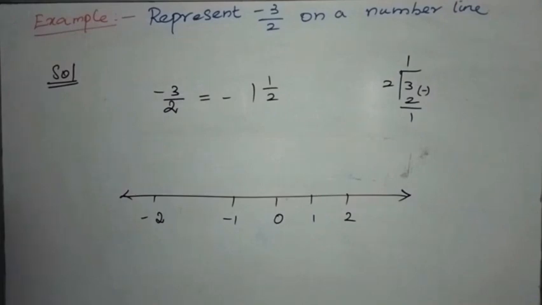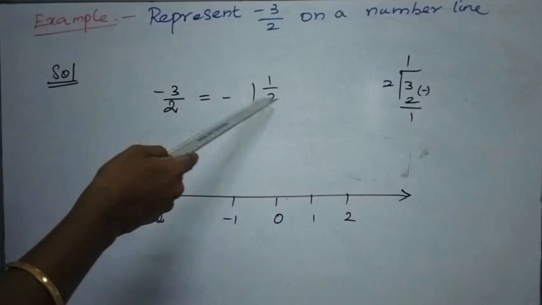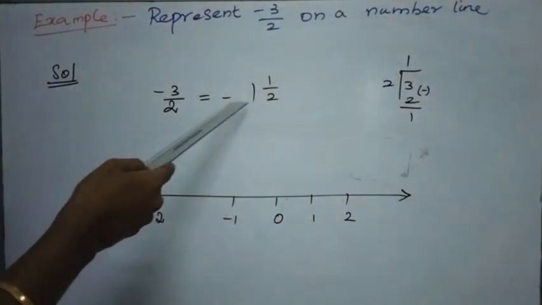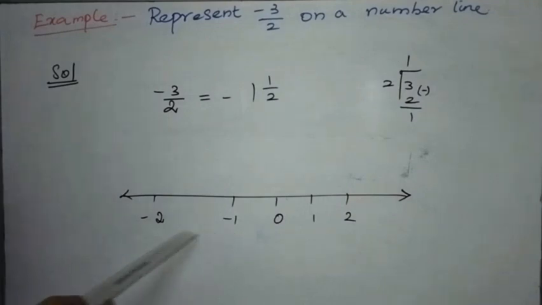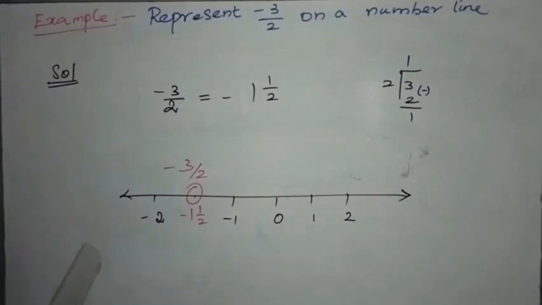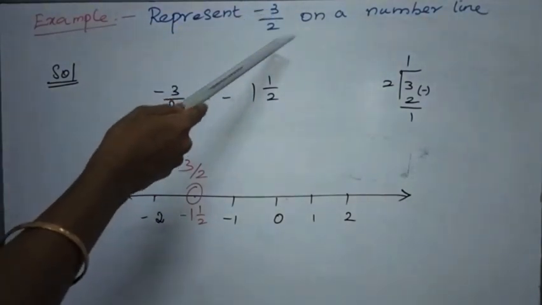Minus 3 by 2 lies between minus 1 and minus 2. So it is divided into 2 equal parts, between minus 1 and minus 2. 2 equal parts we have to divide. See here, we get 1 and a half. So this minus 1 and a half lies between minus 1 and minus 2, in the middle. So listen students, represent minus 3 by 2 on a number line.